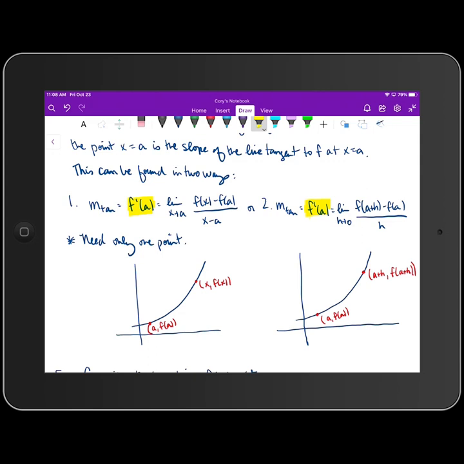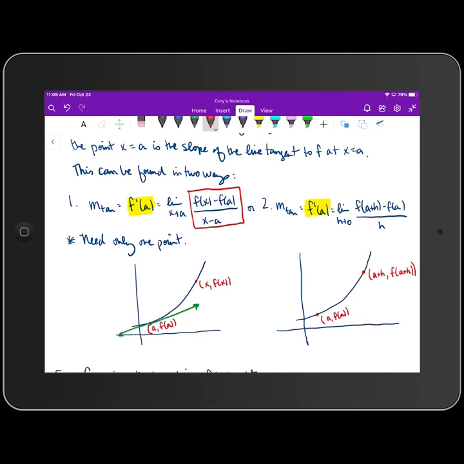Okay, so I want to talk about how this formula calculates the slope of the tangent line. The tangent line at a is going to be this line in green here. It's a line that touches our curve at that one point at x equal to a. Well, if we look at this expression that we have here, f of x minus f of a over x minus a.